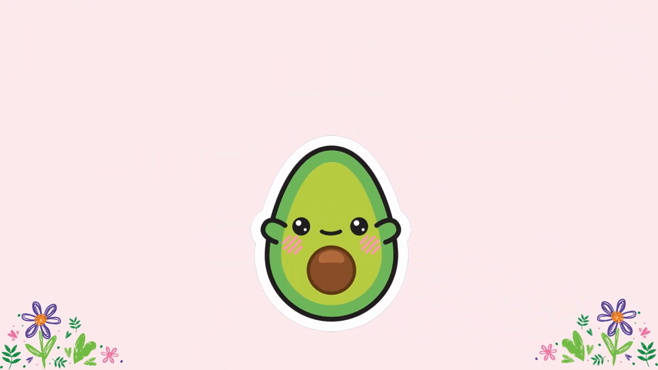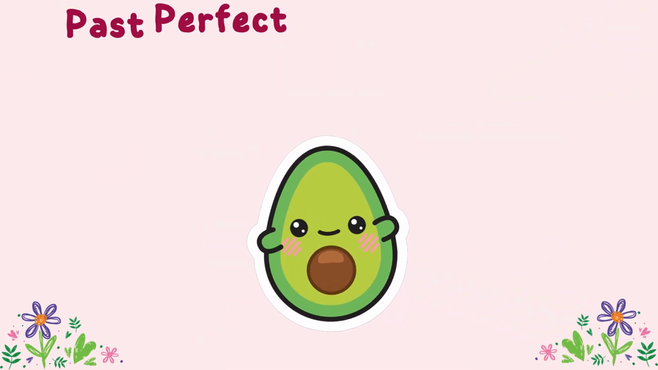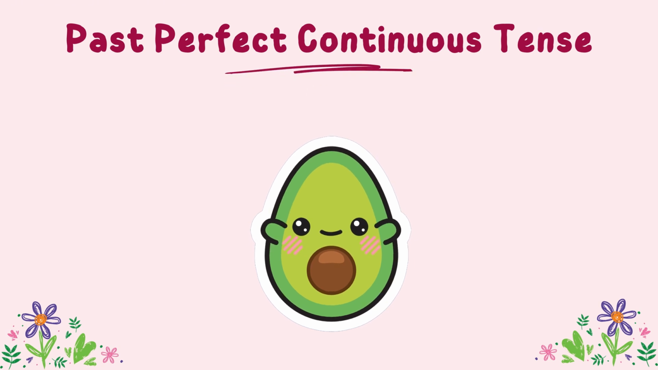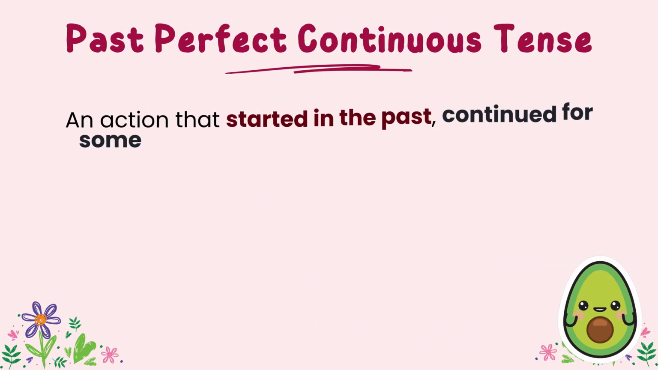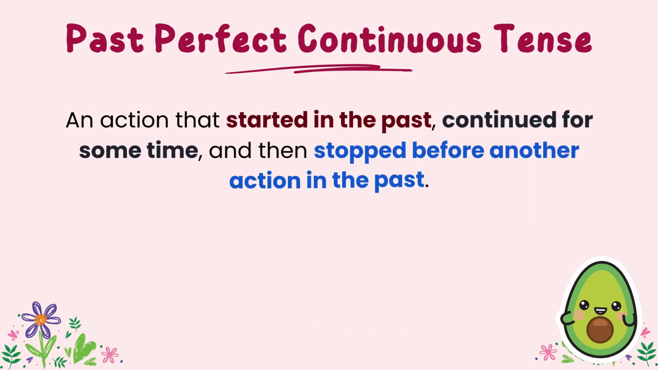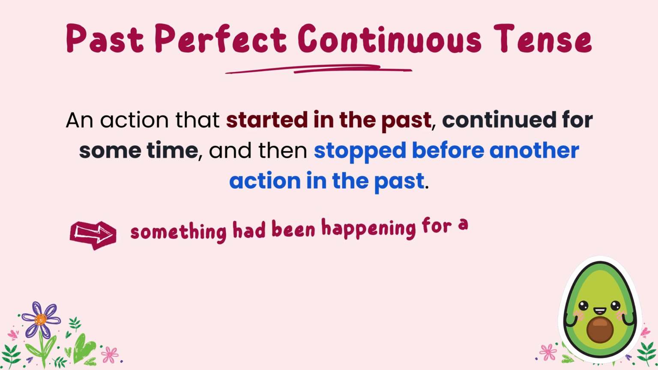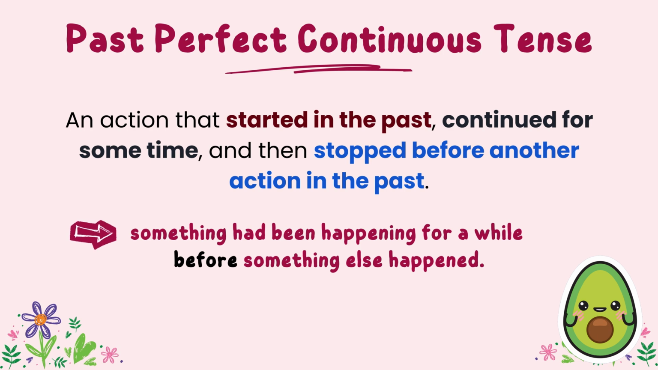Hi! Today we're going to learn about the past perfect continuous tense. We use the past perfect continuous to talk about an action that started in the past, continued for some time, and then stopped before another action in the past. So it's like saying something had been happening for a while before something else happened.